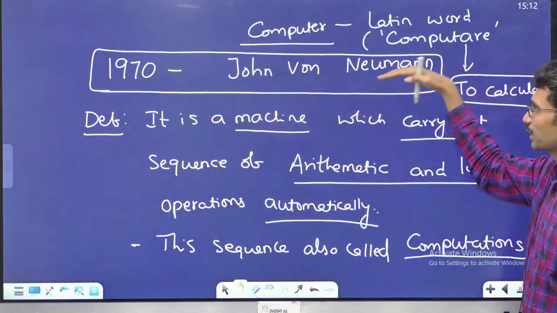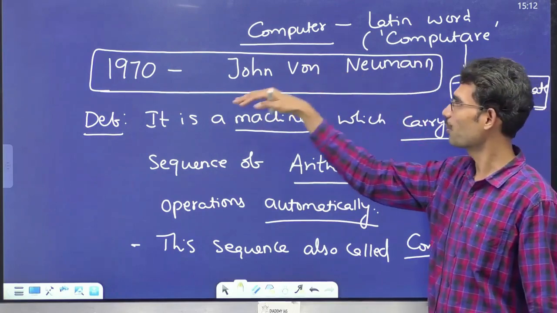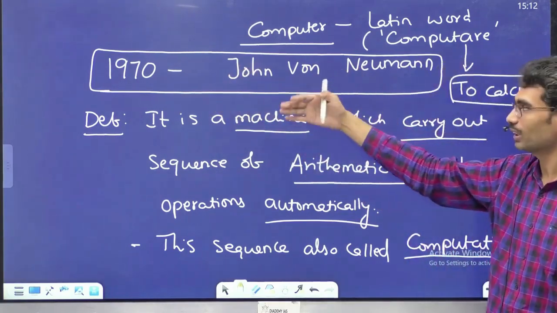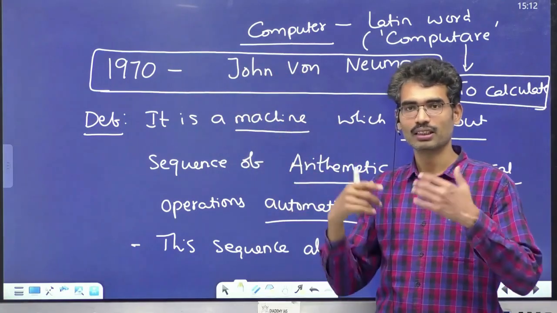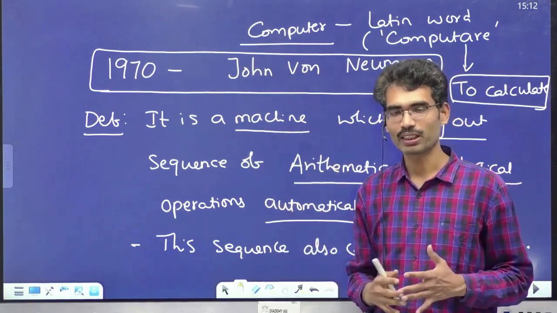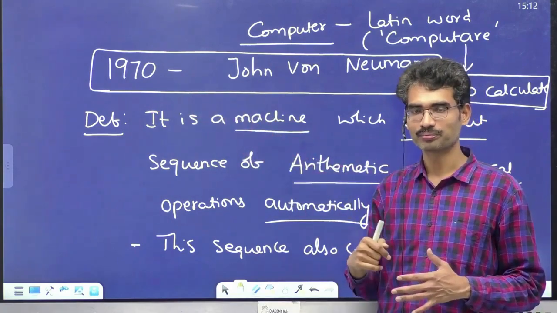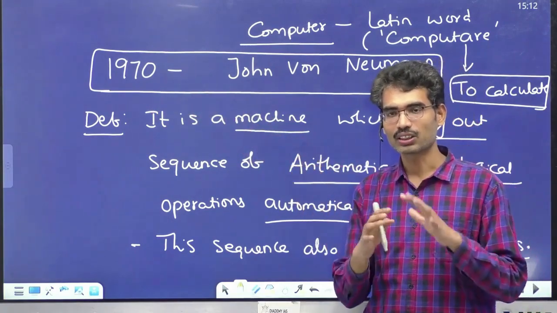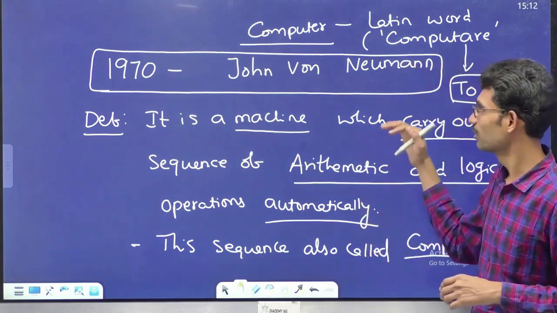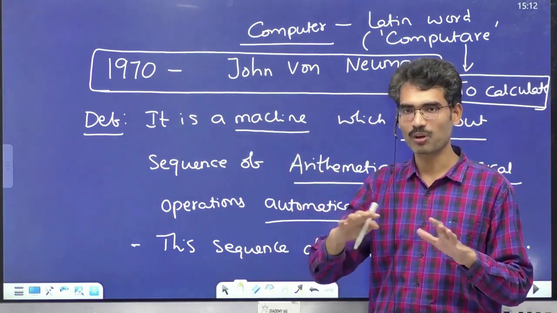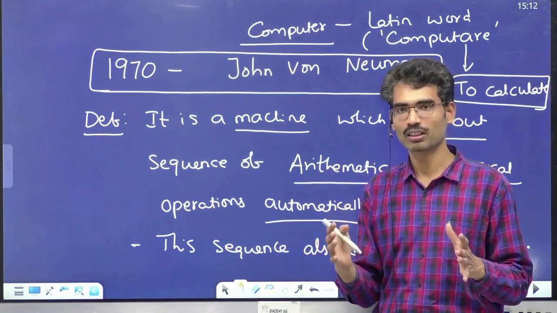This is the architecture given by John von Neumann. Because of this architecture, in 1970, you see many revolutions. Transistors became very common, new architecture came, and integrated circuits and transistors became very useful. As a result, the size of the computer became normal. It became very small, and microcomputers were manufactured.